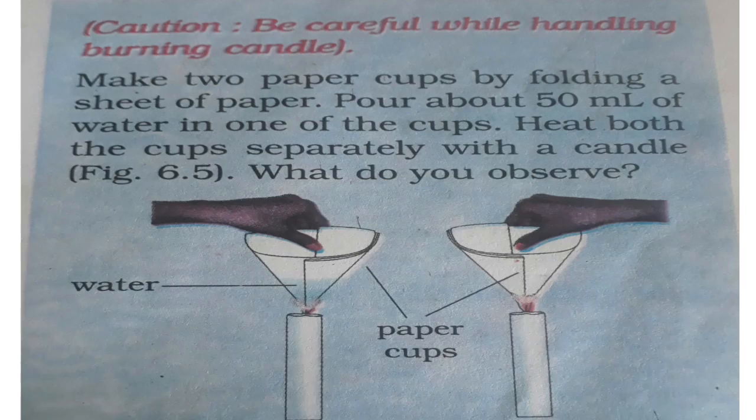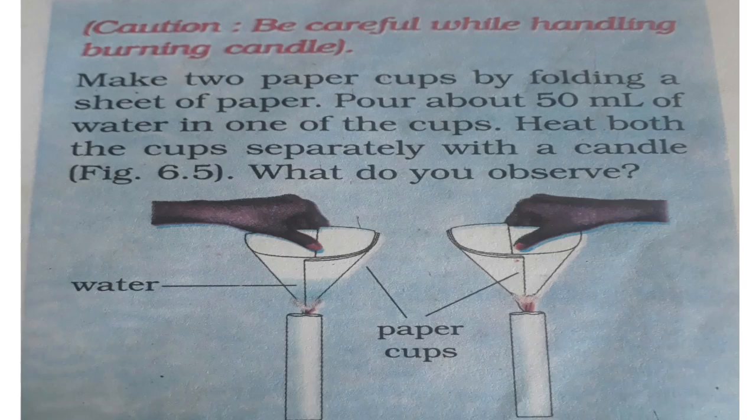Whatever heat the candle is supplying to this paper cup is transferred to the water through conduction. So the presence of water means the temperature of the paper cup is not reaching its ignition temperature. But in the first case, as there was no water, within a second the paper cup came to its ignition temperature. Ignition temperature is nothing but the minimum temperature at which a combustible substance can start burning. We call it ignition temperature.